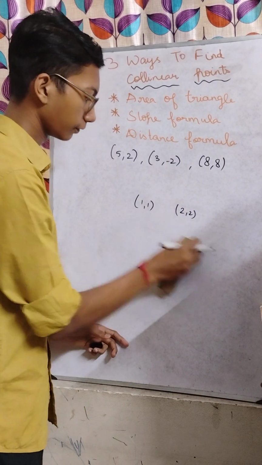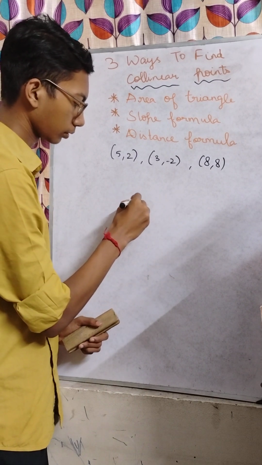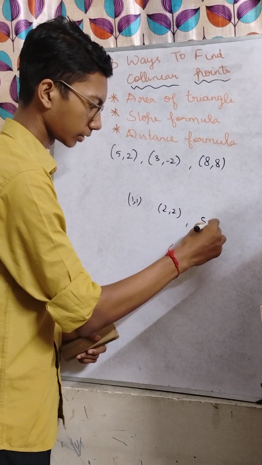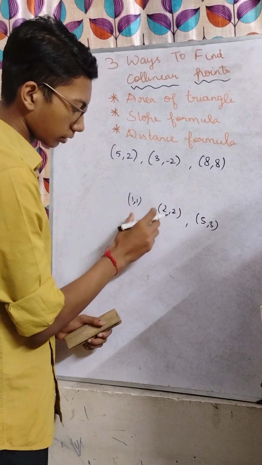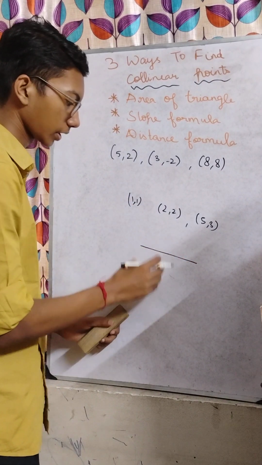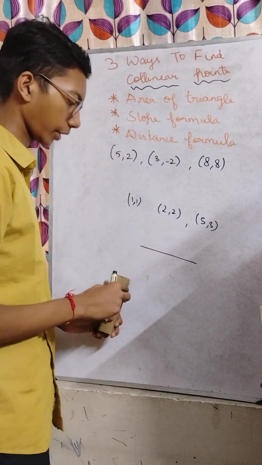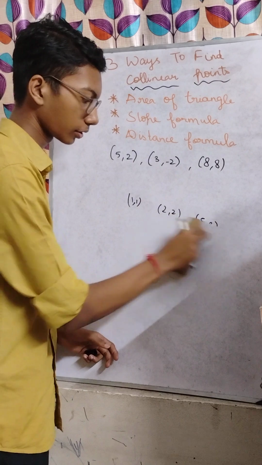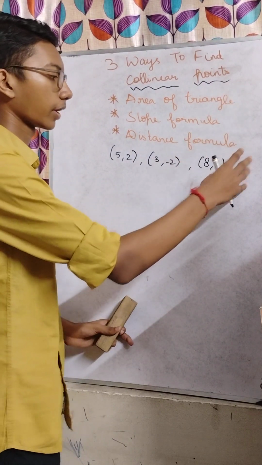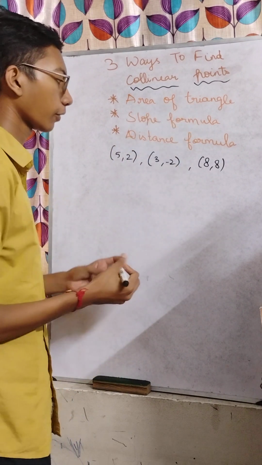But what if we have 3 points? Let's say we have the same (1, 1), (2, 2), and then we have (5, 3), let's say. If you want to check if these 3 points are on a single straight line, how do we check them? If they are on the same straight line, then they are called collinear points. That is, they are present on the same straight line. So we have here 3 ways to find whether these 3 points are on a straight line. This is just an example. So the first is area of a triangle.